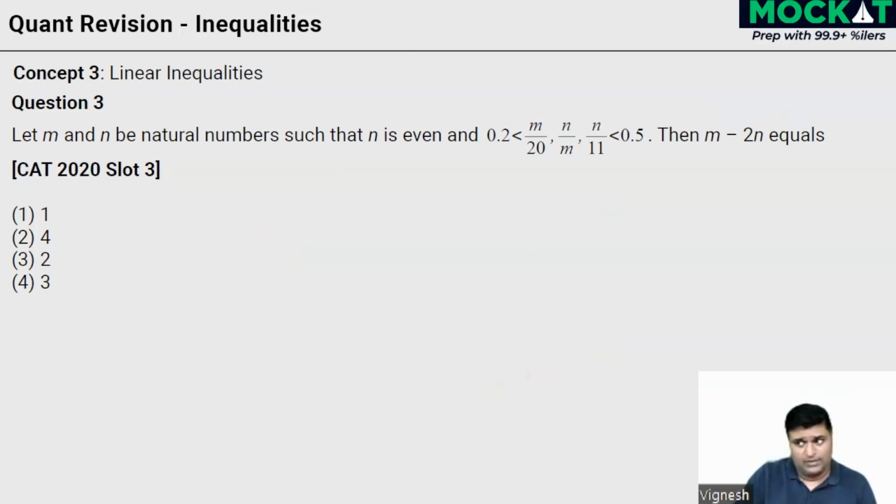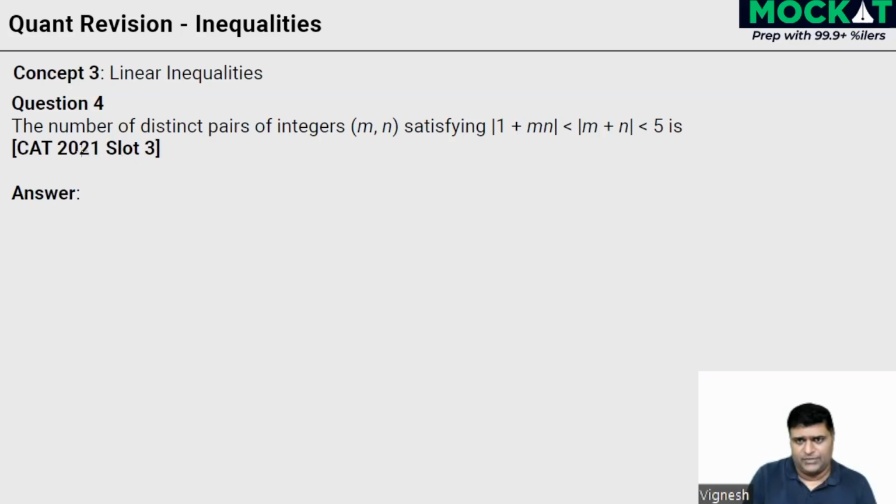So let's move to the next question. The next question over here, right? The number of distinct pairs of integers m comma n satisfying modulus of 1 plus mn is less than modulus of m plus n is less than 5, right? This looks like a complicated question, right? In reality, it is. But the thing which should comfort us over here is that they're all less. I mean, we have a modulus, it's going to open out to be 0 or positive, and it's less than 5. And we know that they're all integers, but given that they're integers, they can be negative as well, right?